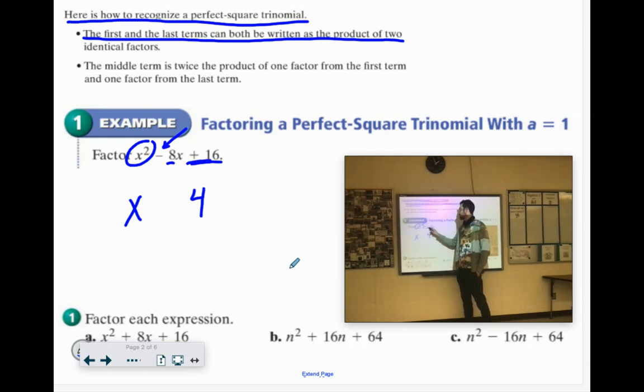Because the last one's always plus. Because a positive times positive is positive, or a negative times negative is positive. So you got to go with the first symbol on these. So it'd be x minus 4 squared.